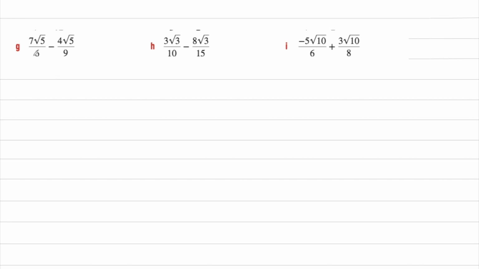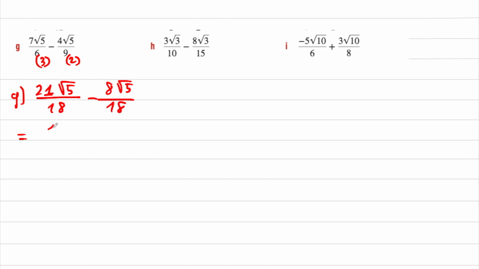Question G. 6 and 9, I will choose 18. 6 times 3 equals 18, and 2 times 9 equals 18. After this, I have 21 in the numerator, multiplied by square root 7 over 18, and 8 times square root 5 over 18. 21 minus 8 equals 13 square root 5 over 18 like this.